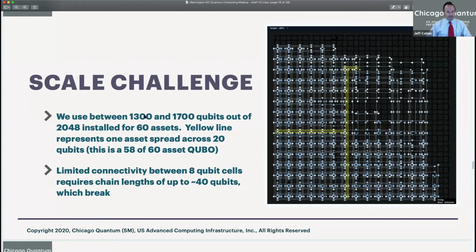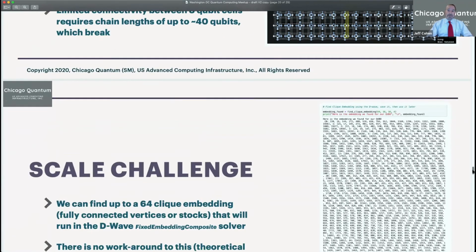So let's keep going. The connectivity issue: 64 assets, unless we use things like fixed embedding composite from D-Wave or lazy embedding composite, I love that name, and we do what we always do, which is embedding composite, we could end up with some crazy chain links. And so we have to walk that fine line as we scale. We did not have that problem at 16 assets, but we do at 64.